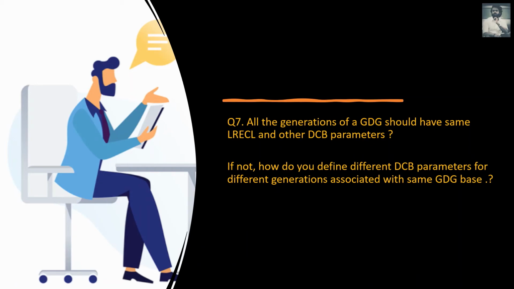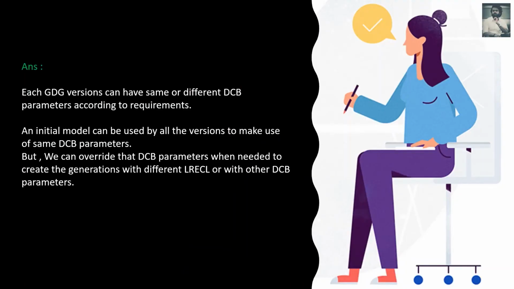Seventh question, all the generations of a GDG should have same record length and other DCB parameters? If not, how do you define different DCB parameters for different generations that are associated with same GDG base? Answer would be, each GDG versions can have same or different DCB parameters according to requirements. An initial model can be used by all the versions to make use of same DCB parameters, but we can override that DCB parameters when needed to create the generations with a different record length or with other DCB parameters.